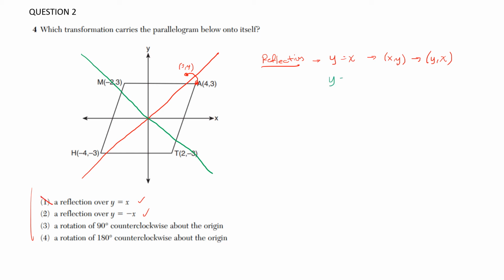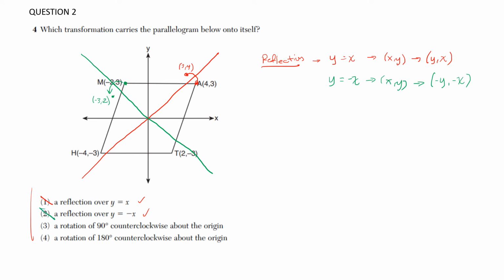Let's do y equals negative x. What does that do? That takes our original coordinates (x, y) and transforms them to (negative y, negative x). So let's take point M here. Negative y, negative x would put us at (negative 3, positive 2). That's about here. Negative 3, positive 2 is also not on the parallelogram. We can just eliminate that as well.